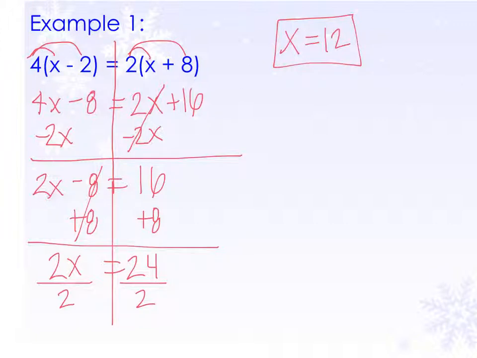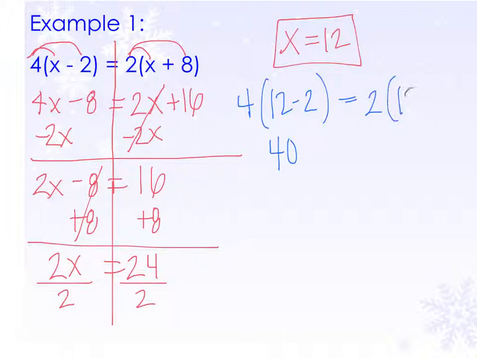Now, I want to make sure that I can plug it back in and check. So, on the left side, 4 times 12 minus 2. If I simplify this, 12 minus 2 gives me 10, so 4 times that would be 40. On the other side, I have 2 times 12 plus 8. Again, simplify my parentheses. 12 plus 8 is 20. 20 times 2 is 40. Since I found the left and the right are equal, I've checked it, and I can move on.